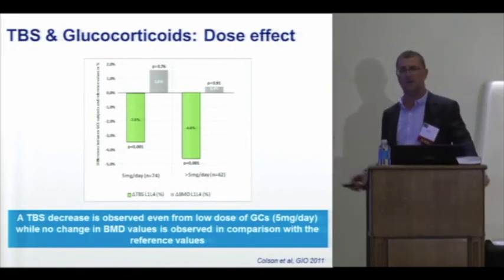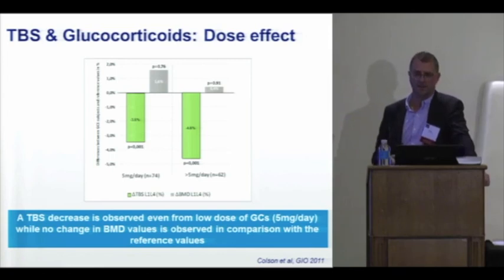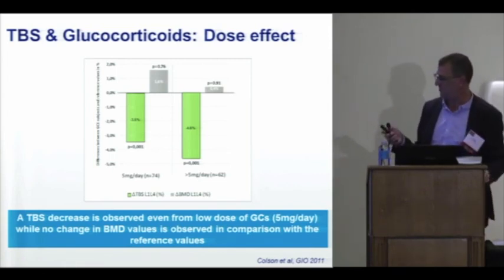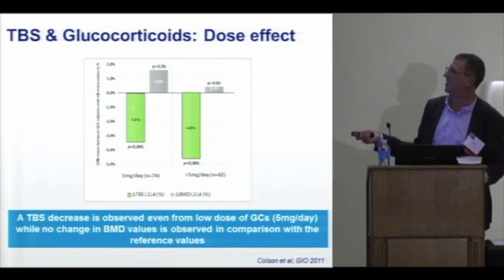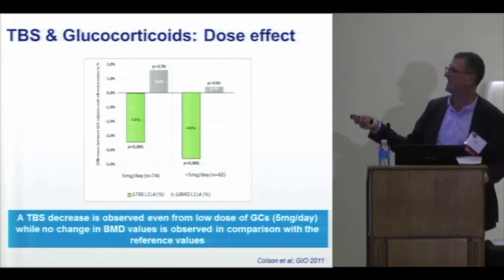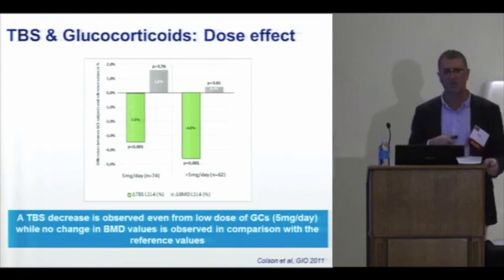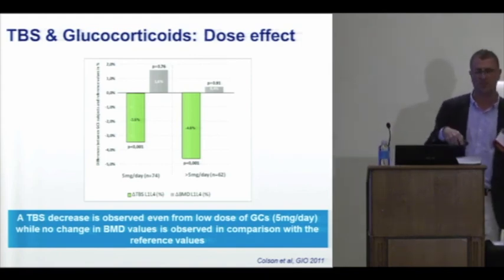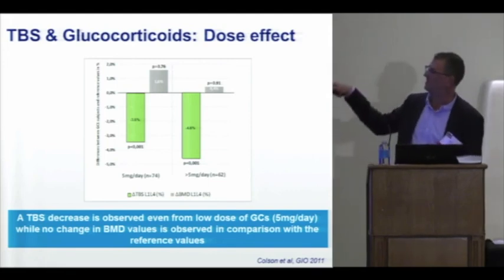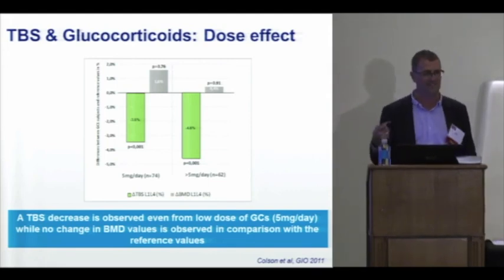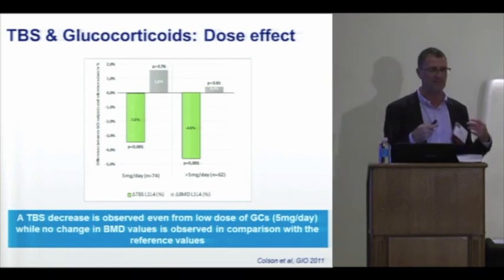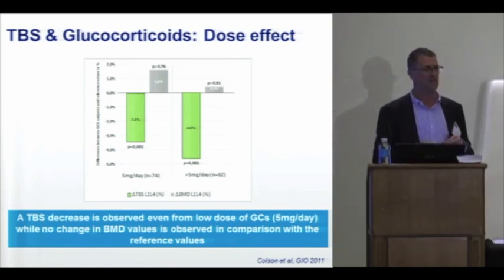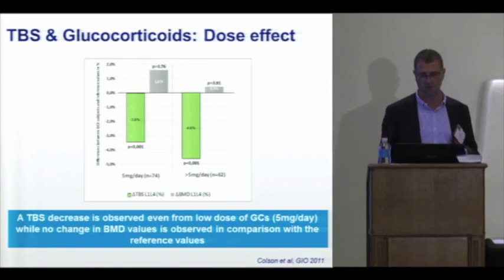Now, another study by Colson, which was presented at the GIO meeting in 2011: if you have 5 milligrams per day or more than 5 milligrams per day, the impact on the TBS was much more important. Apparently, it still has to be confirmed in other studies, you didn't see much difference in the density itself, as it is dose dependent, while you were seeing a significant difference in the TBS for patients under glucocorticoids.